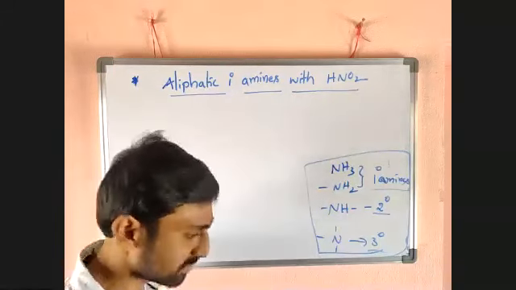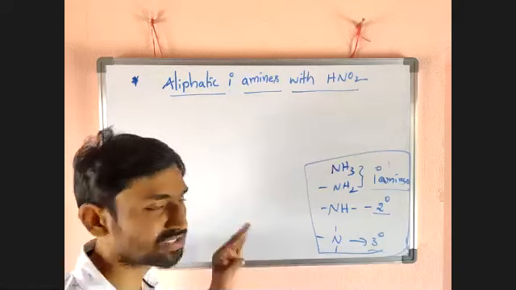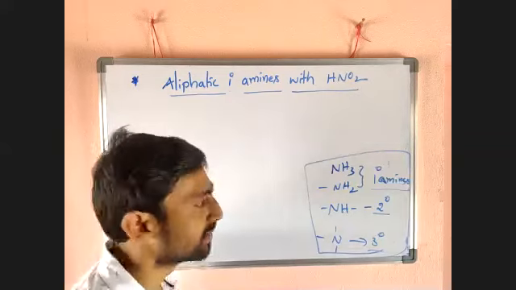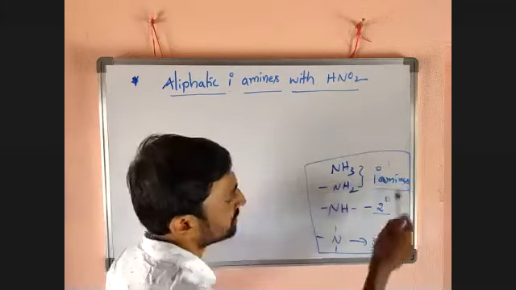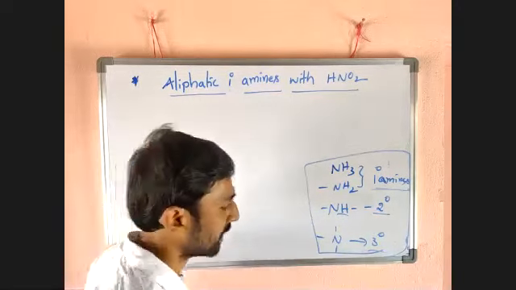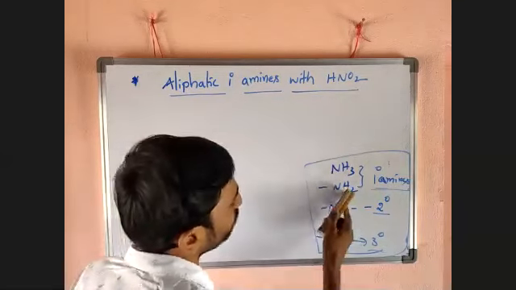In general, for alcohols and alkyl halides, we can easily understand based on the carbon. But in the case of amines, we can't decide like that. Nitrogen with 2 or more hydrogens is a primary amine. With only one hydrogen, secondary amine. Without hydrogen, tertiary amine. Then what is it? Aliphatic primary amine. Primary means 2 or more hydrogens.